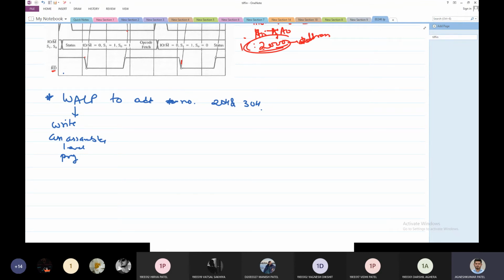Before you process data, data must be stored. That's the hint. 20 and 30 are data, so they must be stored somewhere inside 8085 from where I can access them. So I'm going to move these two numbers, one in the accumulator and the other in register B. How to do this?